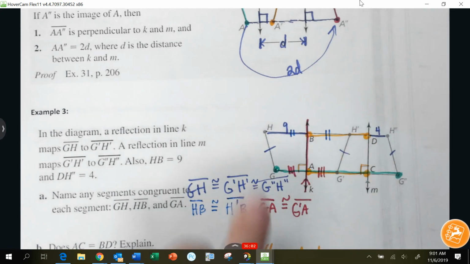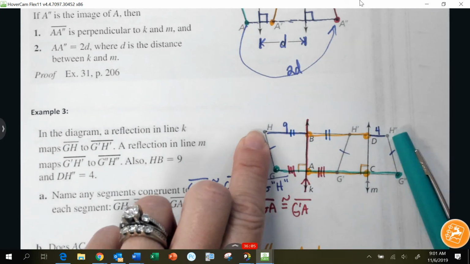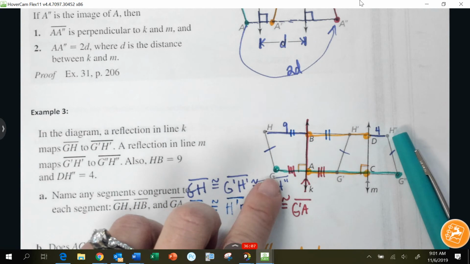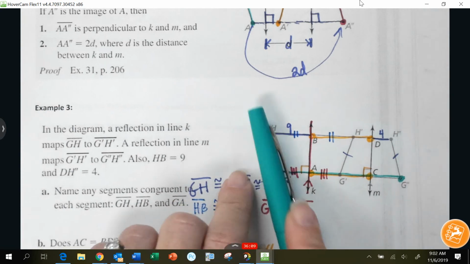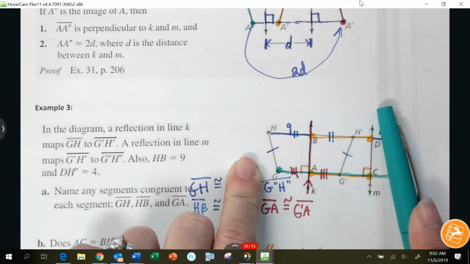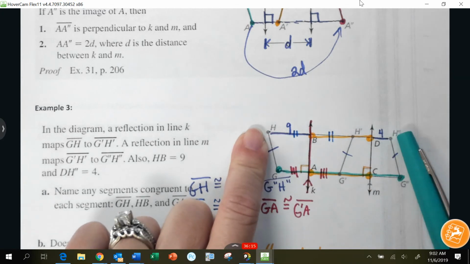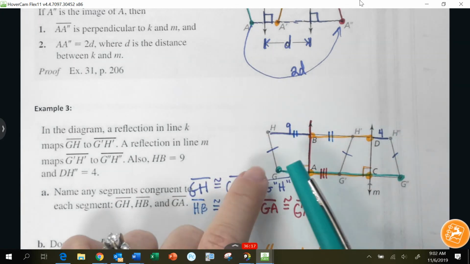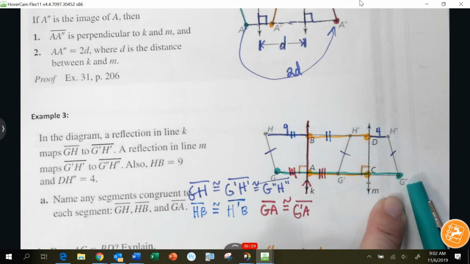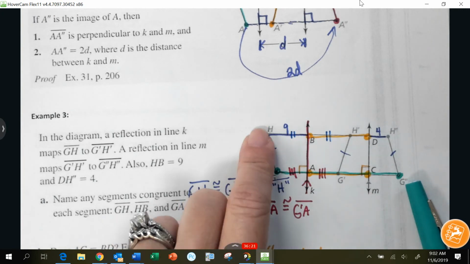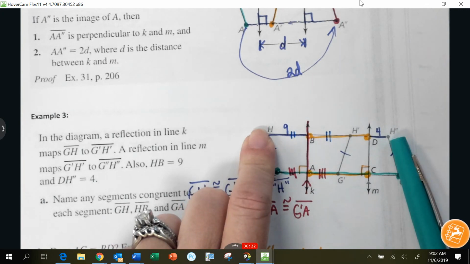So the length from H to H double prime is going to be the exact same as the length from G to G double prime because it's a translation. So if I find the length of H double prime, then I know the length of G double prime. So from H to H double prime, how far is it?